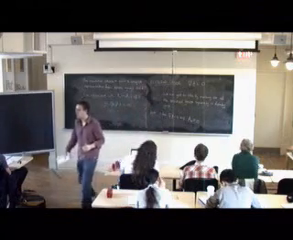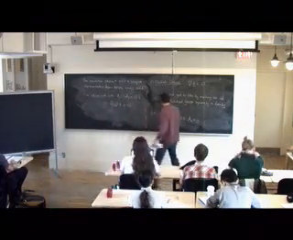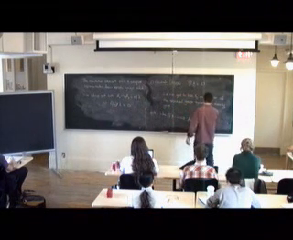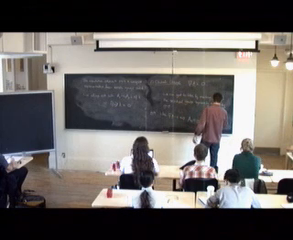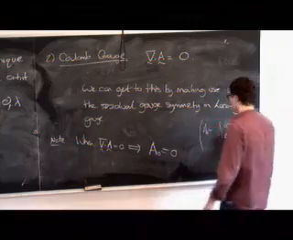Why are you choosing A0 equals 0? Oh, I'm not choosing it, but this is an implication of choosing this gauge. If I do this, remember I had this equation, A0 is equal to the integral of grad dot A over x minus x prime. So I'm just plugging into this.